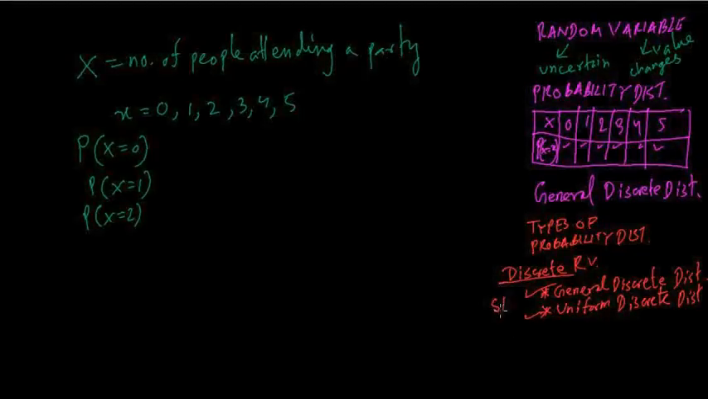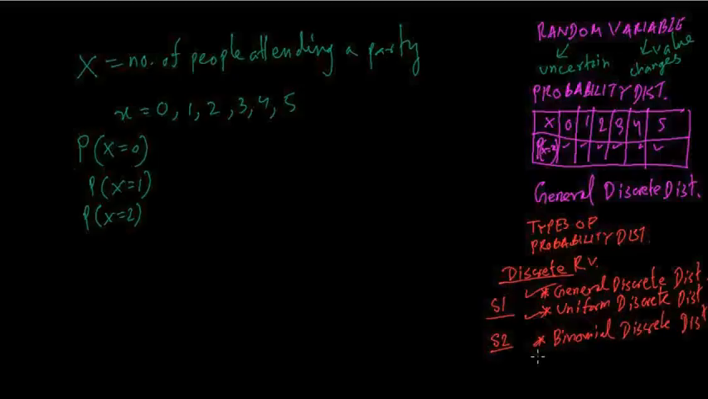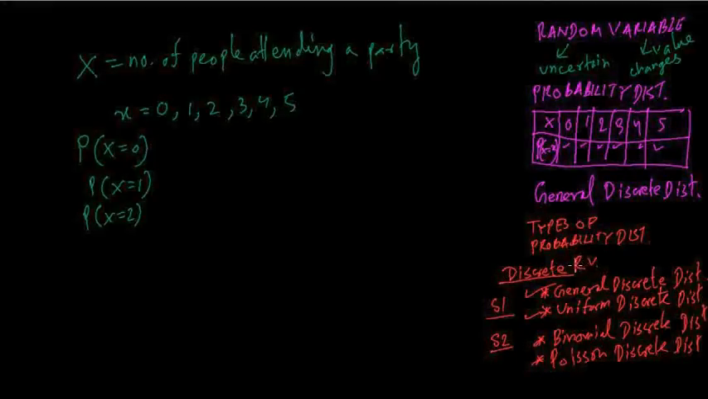So this is in the first paper, and in S2 we have binomial discrete distribution, which is in the S2 syllabus, and we have the Poisson, or Poisson, the French name, discrete distribution. So these are the four discrete random variable distributions, and this is what we have in S1. This is the most important for S1. Sometimes you can have this question. It's a very simple question, but this is the main question, the general discrete distribution.